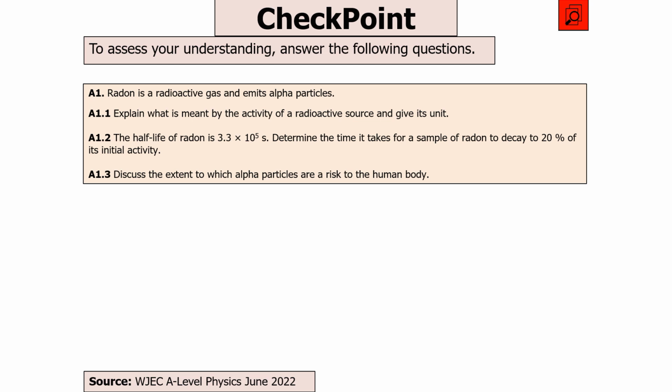The next question says, radon is a radioactive gas and emits alpha particles. Explain what is meant by the activity of a radioactive source and give its unit. The half-life of radon is 3.3 times 10 to the 5 seconds. Determine the time it takes for a sample of radon to decay to 20% of its initial activity, and then discuss the extent to which alpha particles are a risk to the human body. So pause the video now, then unpause the video when you want to go through your answer.